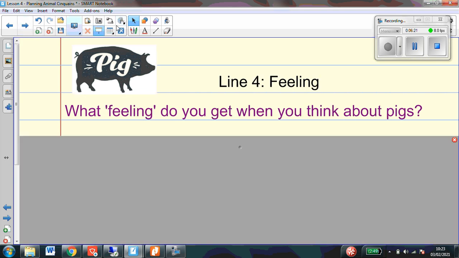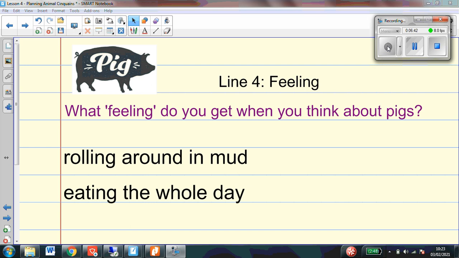Okay, on to line 4 then. So line 4 is our feeling. What feeling do we get when we think about pigs? Now remember, this line has got to have how many words in it? Well done if you remembered, it's got to have 4 words in it. So it's a 4-word phrase. I thought of a couple of 4-word phrases. Perhaps you might think of some different ones. So the phrases that I thought of were rolling around in mud and eating the whole day. They were 2 things that definitely reminded me of pigs.